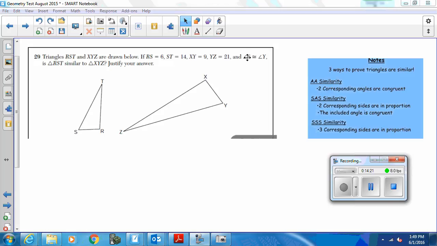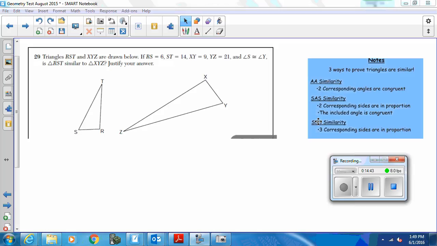We're only given one pair of angles here, and we're not going to be able to find the other ones. You might be thinking, maybe I can use trig to find the other angles. We don't know that these are right triangles, so with what we've learned, we couldn't find the other angles. So we're not going to be able to use AA similarity.